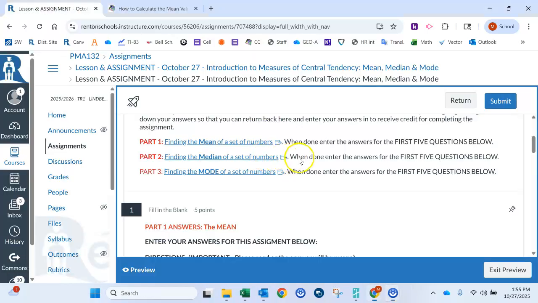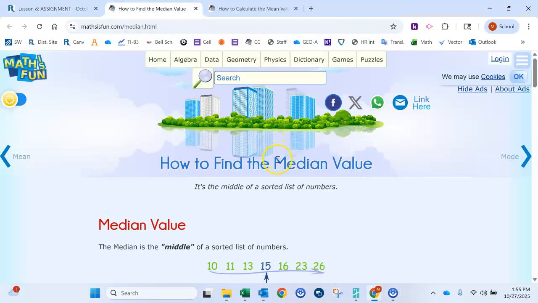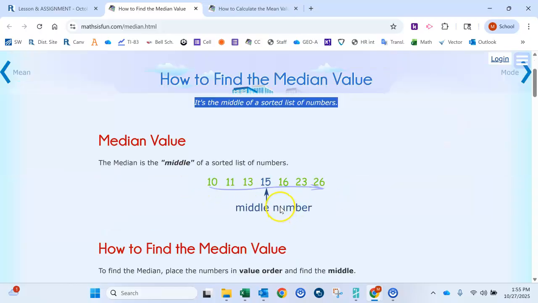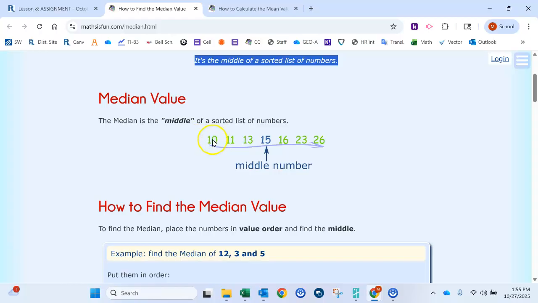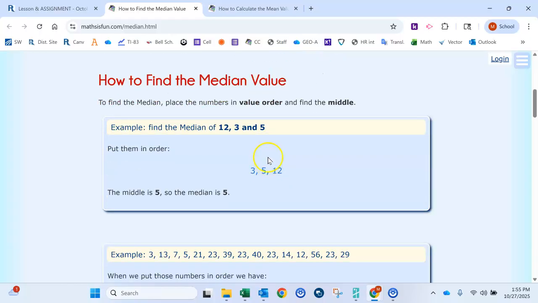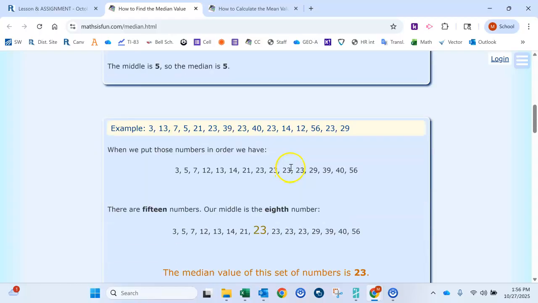To find the median value, it's the middle number in a sorted list of numbers. So these numbers are in order, 10's smallest, then 11's bigger, bigger, bigger, and it's the middle number. That's all there is to it. And so here's an example that you saw yesterday, but you've got to put them in order, right? And then you'll find it.